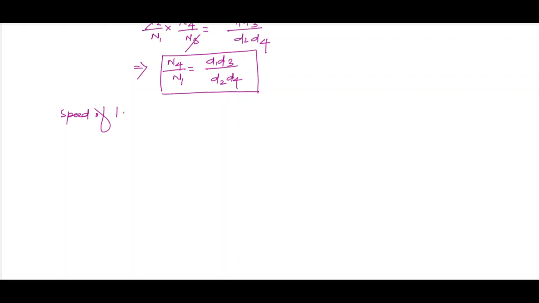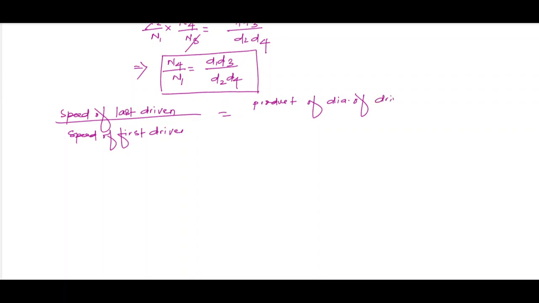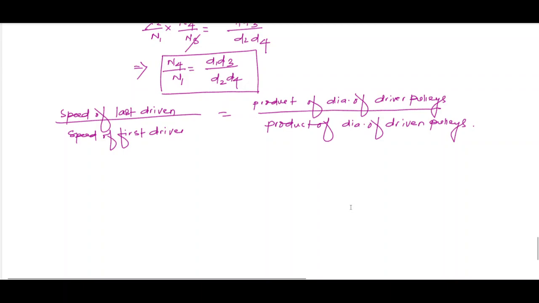So basically the velocity ratio of a compound belt drive is the ratio of the speed of the last driven pulley divided by the speed of the first driver, and which is equal to the product of the diameters of the driver pulleys divided by the product of the diameters of the driven pulleys. Okay, next is slip.